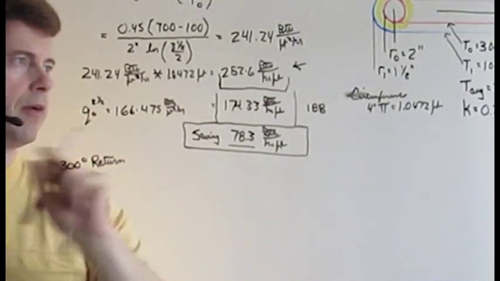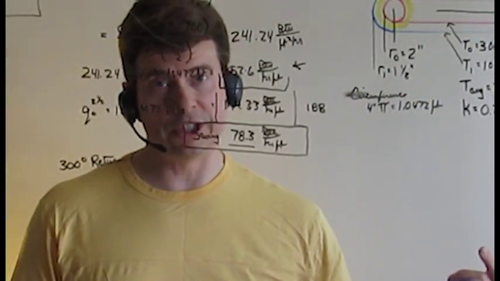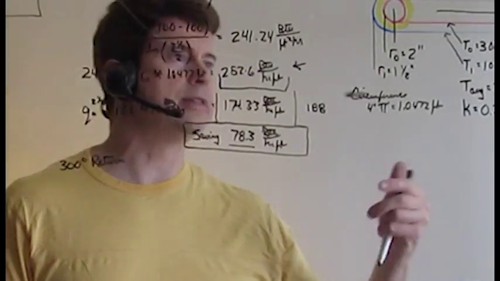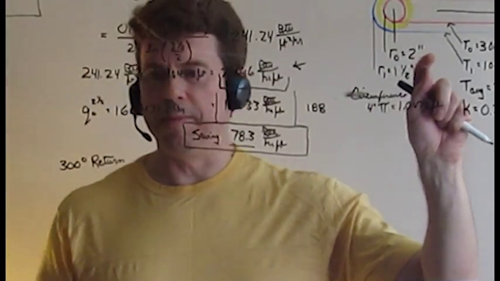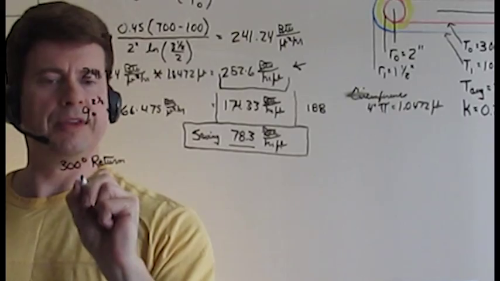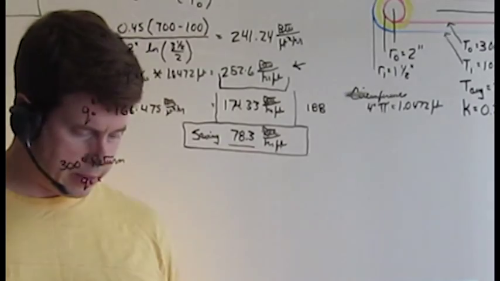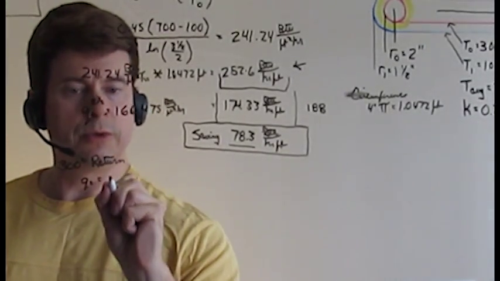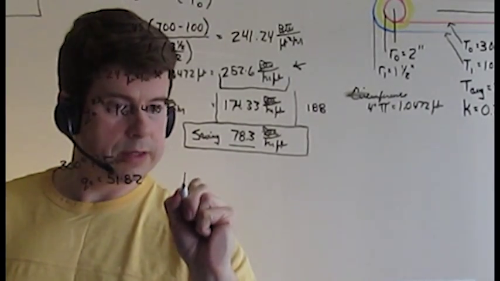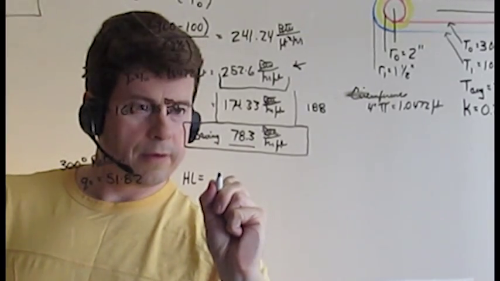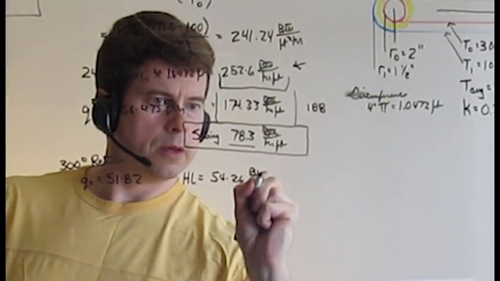And also for clarity, when you have a mechanical system that's running out a supply of 4 inches, the return also has to be 4 inches unless otherwise specified. So again, we're keeping our 2 inches here. This time our Q0 is equal to, when we plug the numbers in, 51.82, for a linear heat loss of 54.26 BTU per hour per foot.